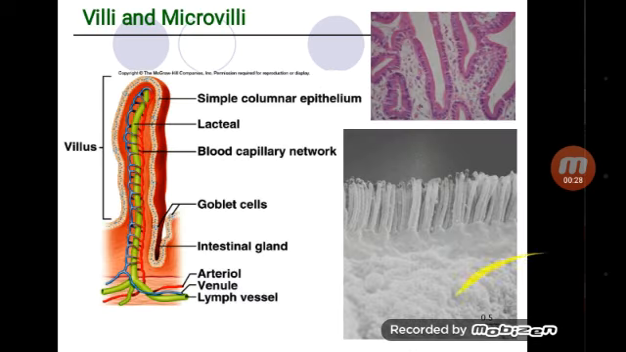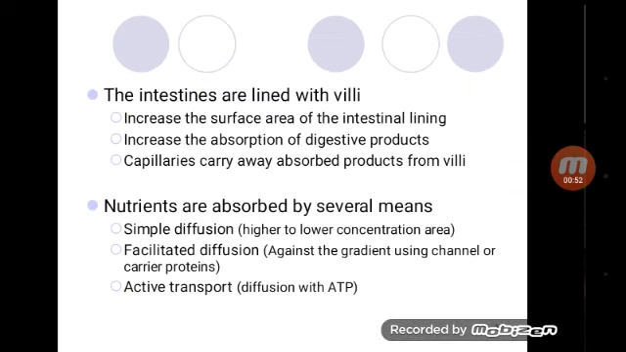The intestines are lined with villi. This is the pictorial representation of a villus. It is lined by simple columnar epithelium and it consists of lacteal and blood capillary network. So this villus increases the surface area of the intestinal lining and also increases the absorption of digestive products, and capillaries carry away these products from villi.